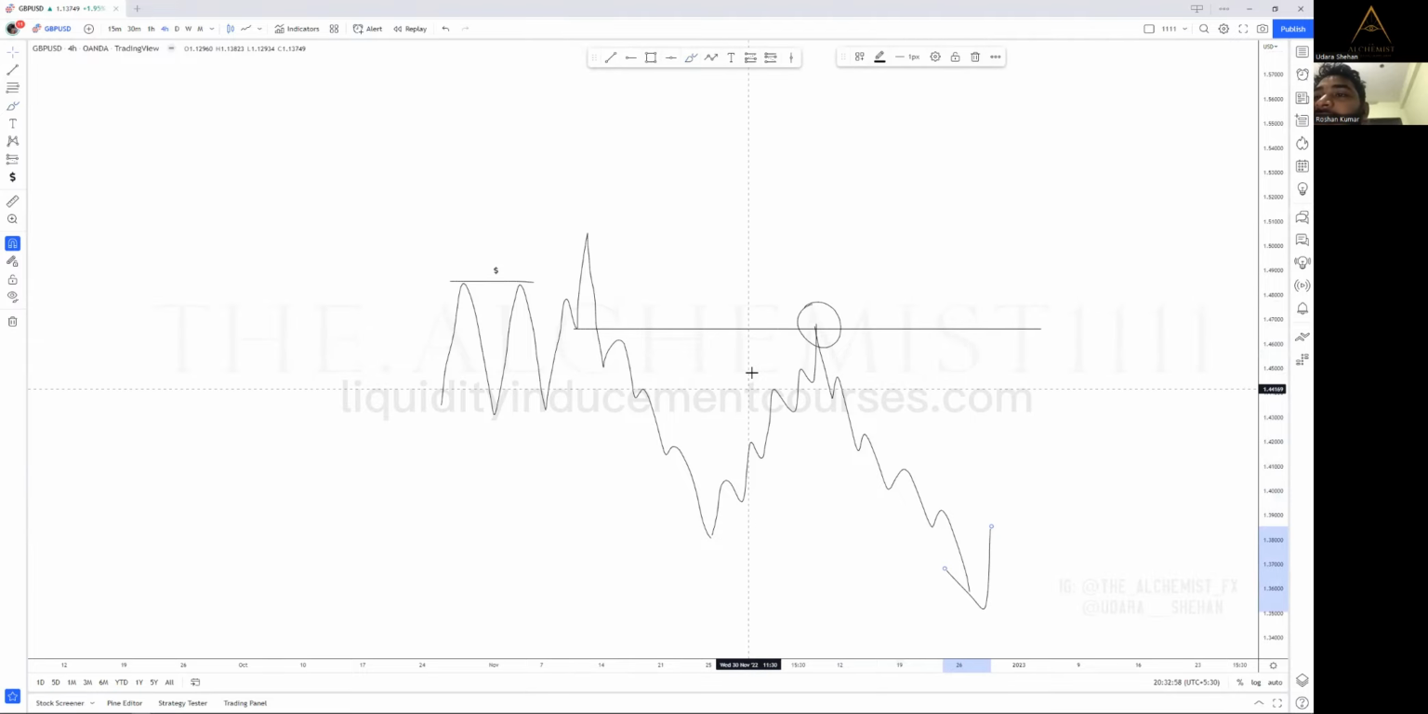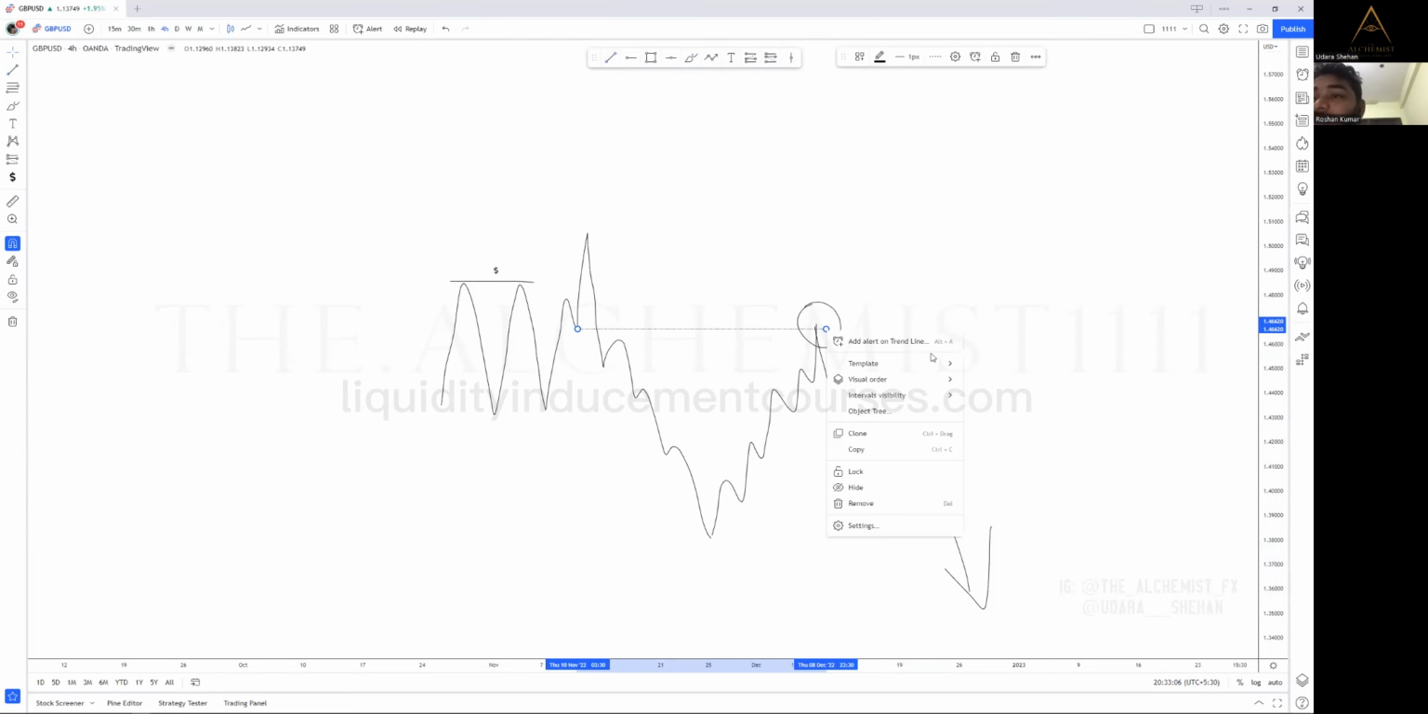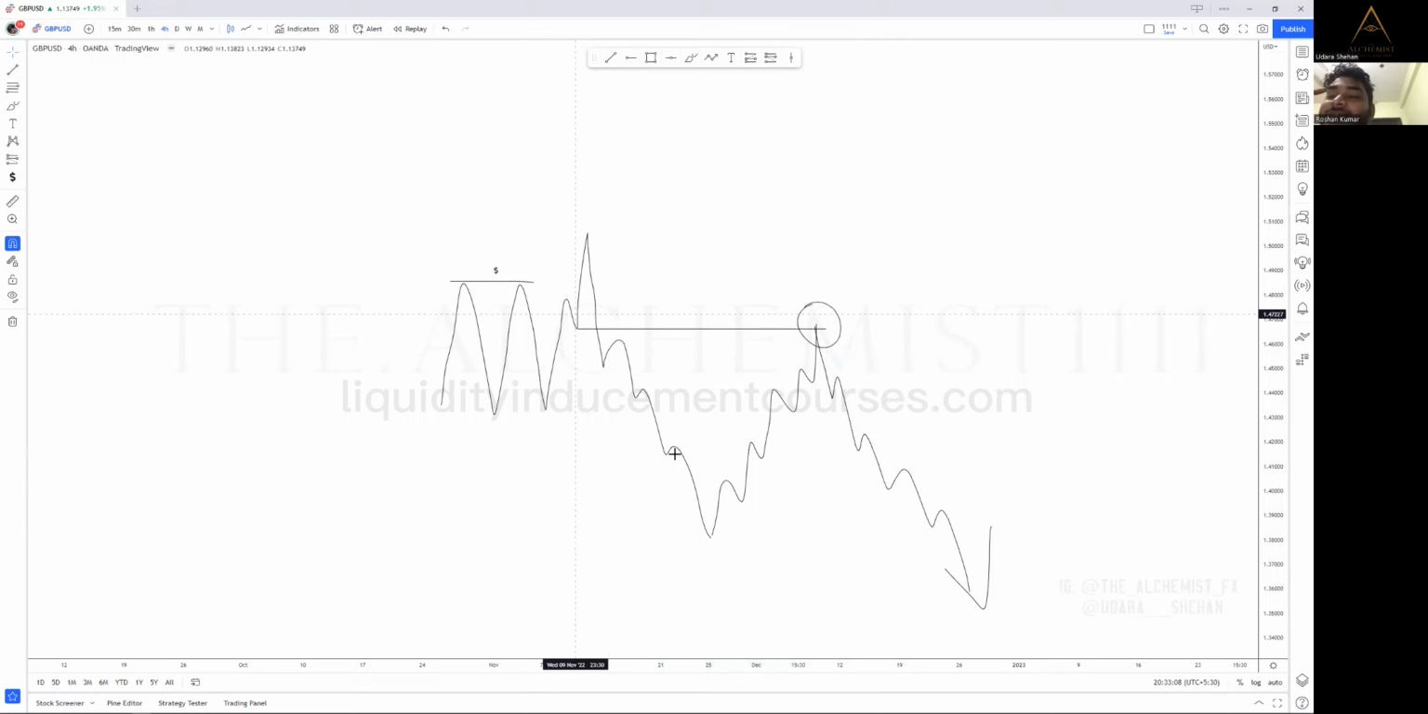Okay, so what's the order block in here? Recently, it's in Euro USD. I'll show you examples. People will be expecting this, because this right here is what we call a mitigation. So what is the order block in here?